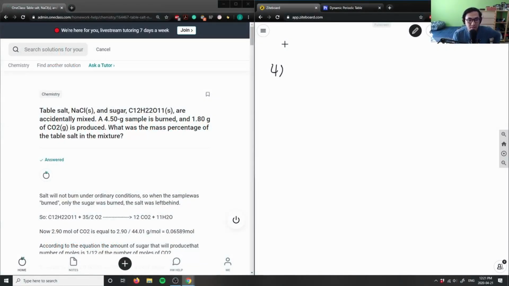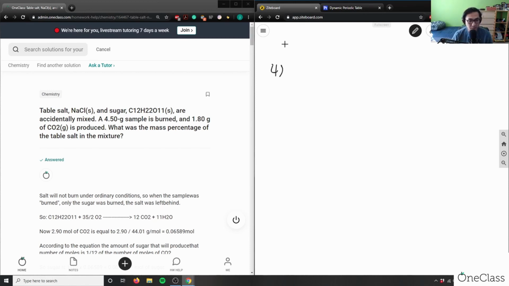So it says table salt, NaCl, and sugar, C12H22O11, are accidentally mixed. A 4.50 gram sample is burned and 1.0 grams of CO2 is produced. What was the mass percentage of table salt in the mixture?